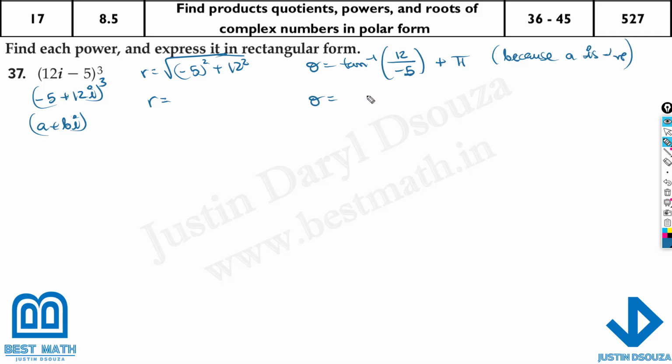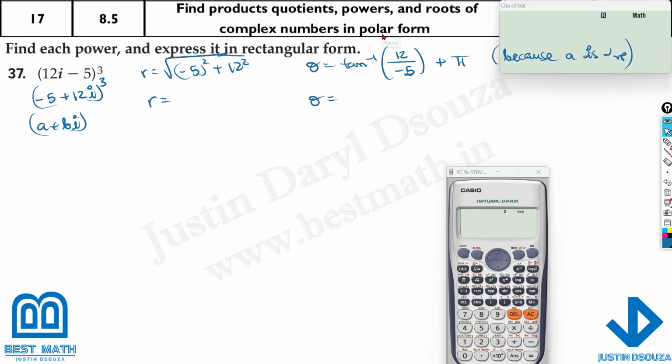So we just put it in the calculator and you will get the values. Make sure your calculator is in radian mode. If it's not, press shift mode and then 4. We have square root. Because it's minus, let's open the brackets. We can just take the value, because whenever we square a minus, it becomes positive. Plus 12 squared, and the answer is 13. So r is equal to 13.